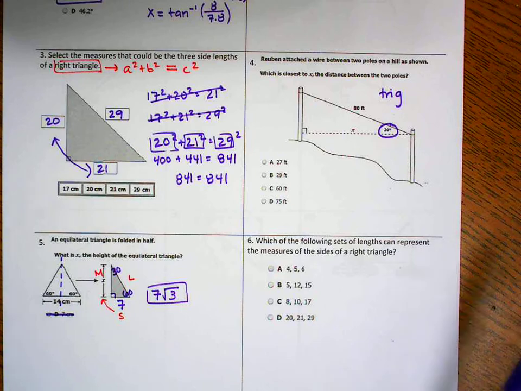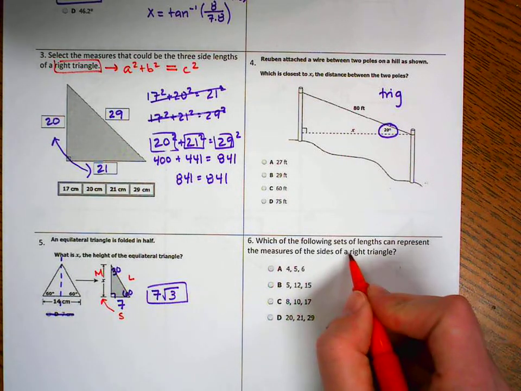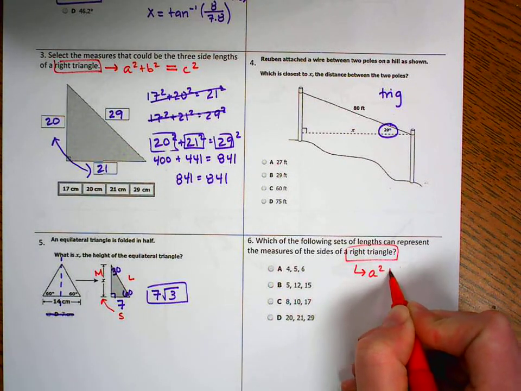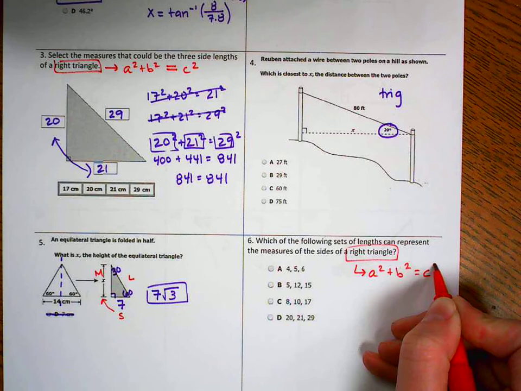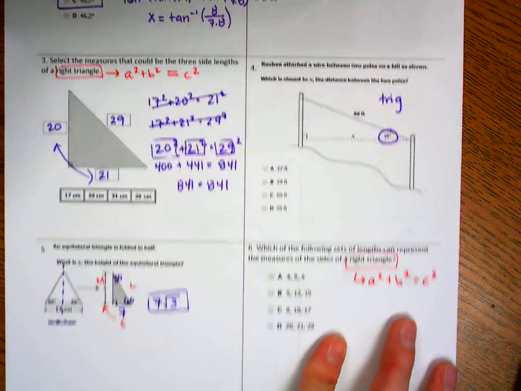Number 6, it says, which of the following can represent the measures of the sides of a right triangle? Well, again, if I see this word right triangle and I want to see if it's the sides, I'm going to check if a squared plus b squared equals c squared, and all these options will. So I'll let you guys test that by yourself. Here's the next page.